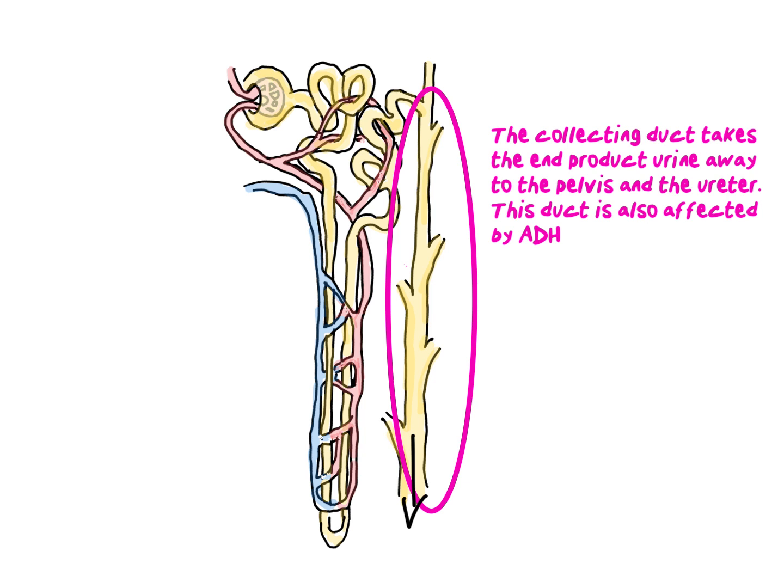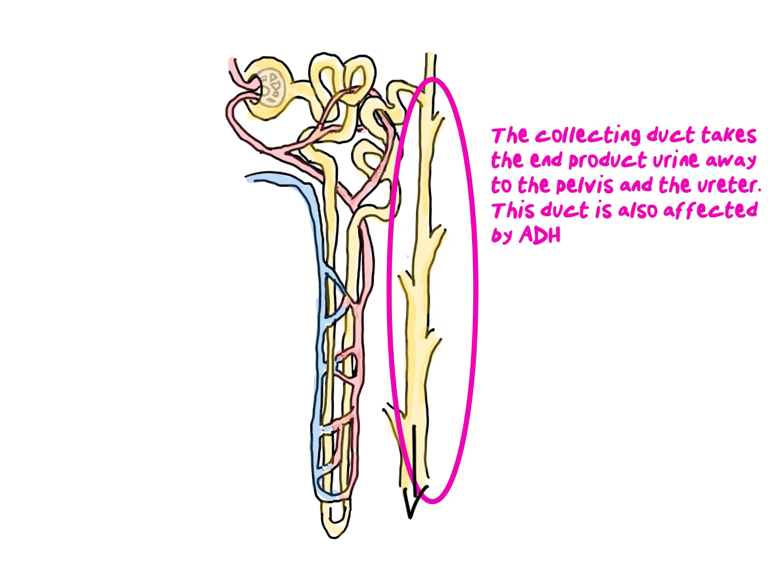So having got the balance right at the water levels of the loop of Henle, we're now moving through the distal convoluted tubule. If you remember, up here, the distal convoluted tubule and into the collecting duct. So the collecting duct will now take the end product, urine, away to the pelvis, and then obviously to the ureter, and then to the bladder. As I mentioned earlier, the distal convoluted tubule and the collecting duct are affected by ADH, just a fine control of water balance, and we'll have a look at how that works now.